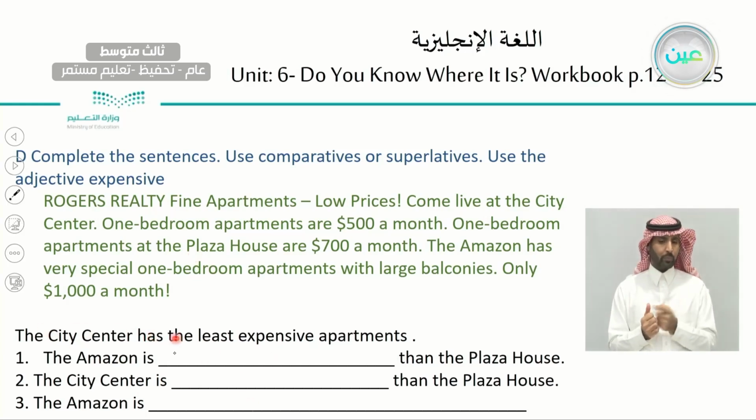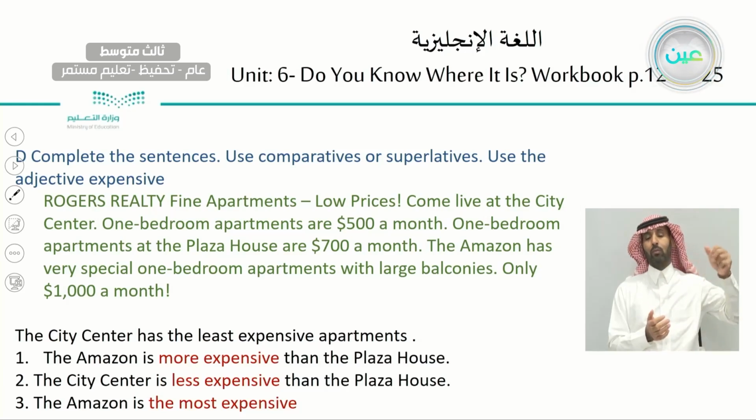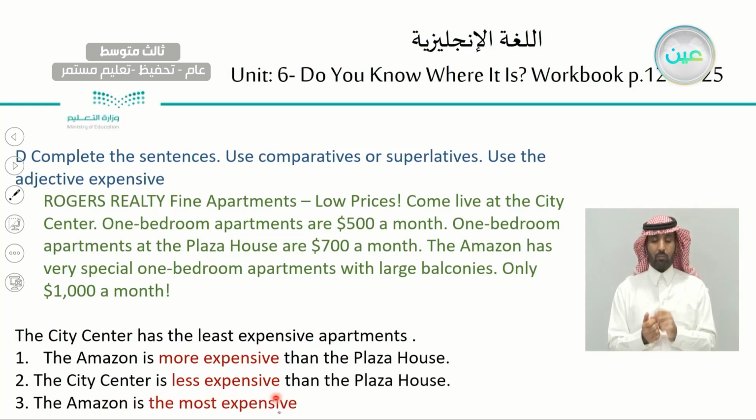The city center has the least expensive apartments. So the adjective we are using is expensive. So you have to complete the other ones using the same, okay? Number 1, the Amazon is more expensive than the Plaza House. Number 2, the city center is less expensive than the Plaza House. 3, the Amazon is the most expensive, okay?